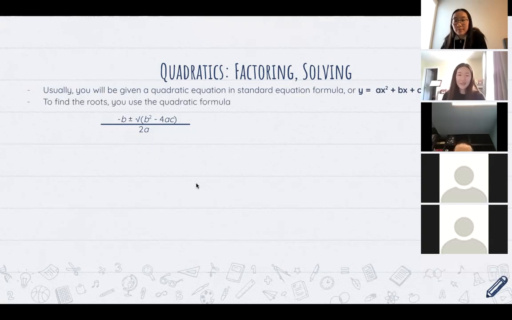So, the only thing you have to remember is that your equation is in standard form, like ax squared plus bx plus c. And then you just substitute the a's and the b's and the c's, and then you simplify and whoa, you're done.